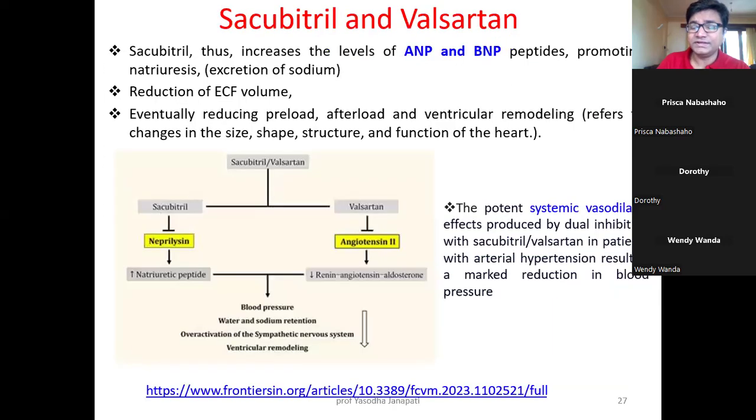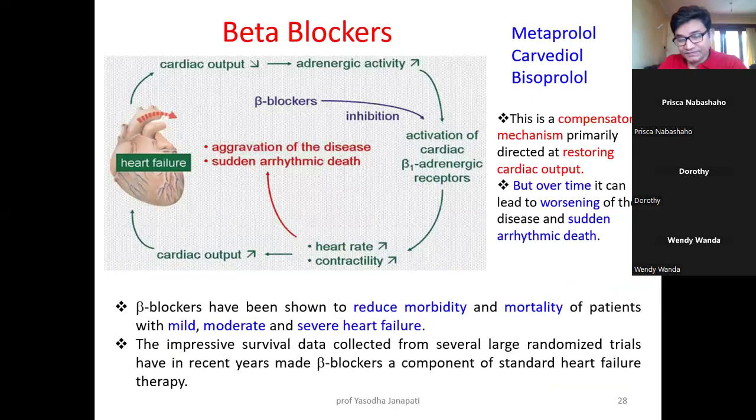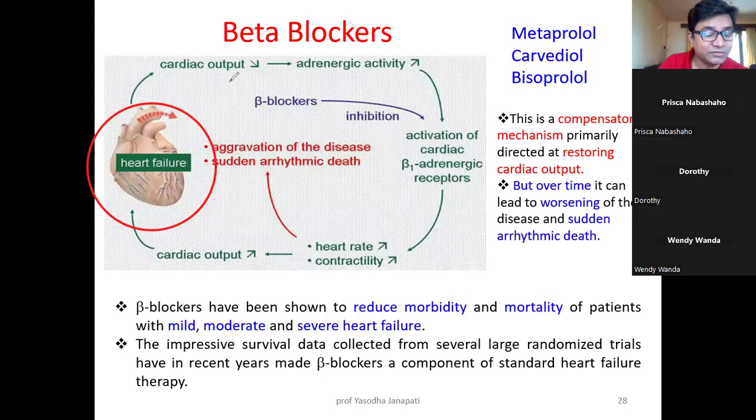We're almost finishing, so please listen. This is a very important slide which we discuss, on beta blocker activity in congestive heart failure. Here you can see what happens in heart failure. In heart failure, cardiac output decreases. Up to here we know. It's a prominent symptom: cardiac output and ejection fraction are decreased. Now, in response to this, adrenergic activity is increased. We even studied this in compensatory mechanisms, the same one.